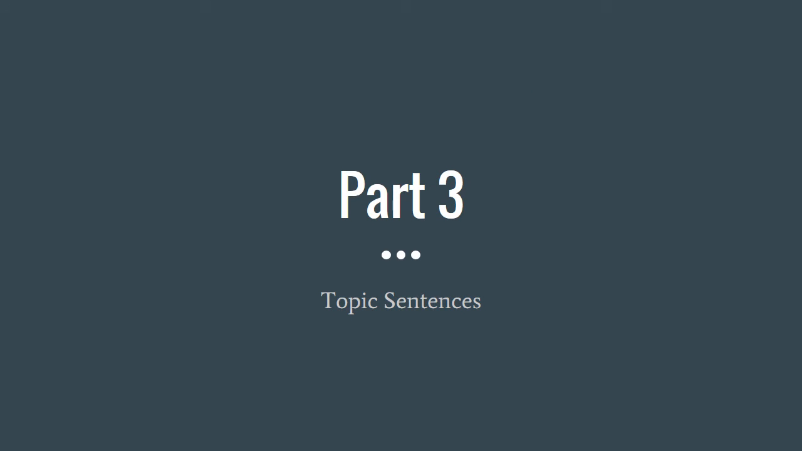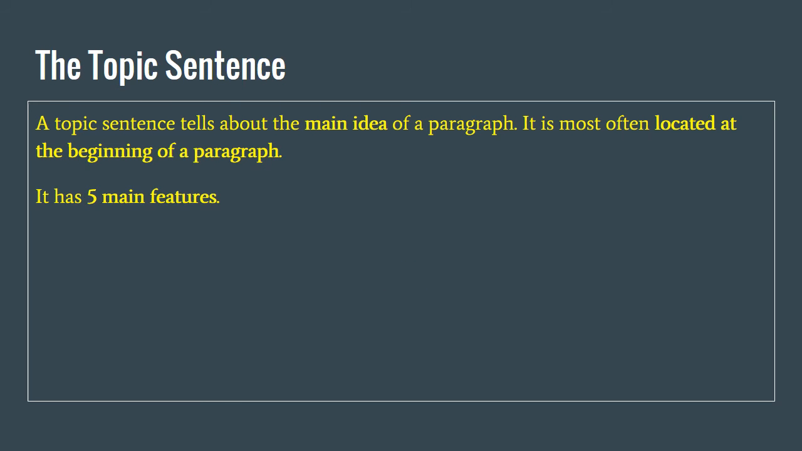Okay, so we've talked about paragraph and brainstorming. Now we're going to talk about the topic sentences, how to write them, what they look like, the main basic structure. A topic sentence tells us about the main idea of a paragraph, and it is most often located at the beginning of a paragraph, and it has 5 major features. So let's just find out what those are.